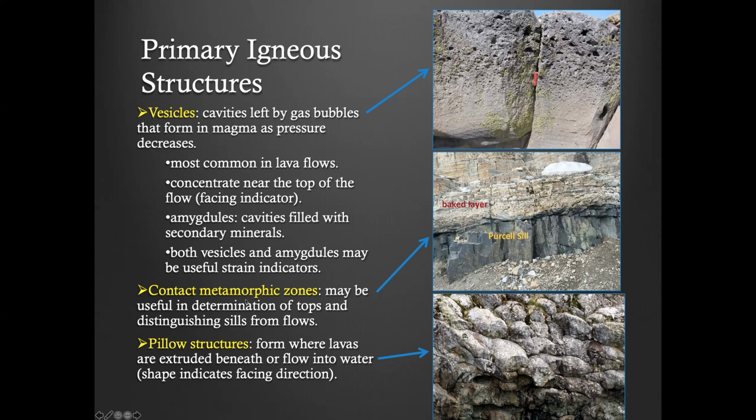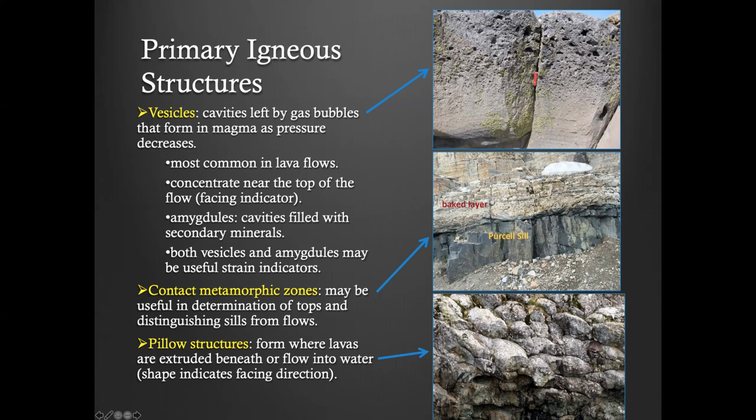Contact metamorphic zones may be useful in determination of tops and distinguishing sills from flows. In other words, a flow will have a tendency to have a cooking zone at the bottom, whereas a sill will have a cooking zone at the top or could have a cooking zone at both the top and the bottom. This case was something called the Purcell sill, and this is a baked layer, a contact metamorphic baked layer above it. And so again, those relationships can help us understand which direction is up and the geologic history of these areas.